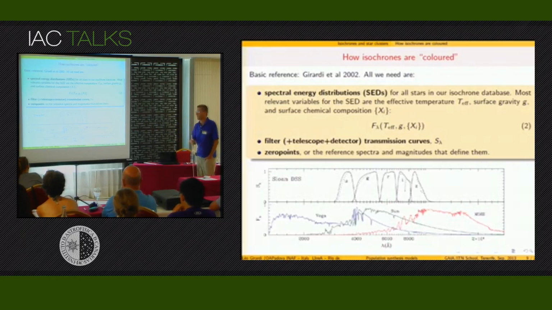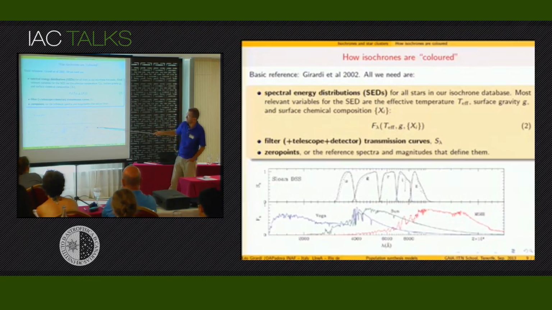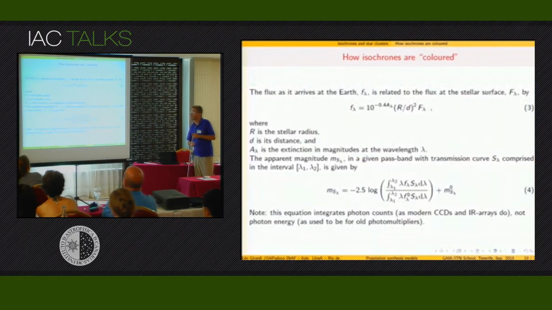Spectral energy distributions look like that. That's F lambda in units of ergs per square centimeter per second per angstrom. You have from very hot stars like Vega to normal stars like the Sun to cool stars like an M5 giant in this case. That's F lambda against lambda. So those are the ingredients.